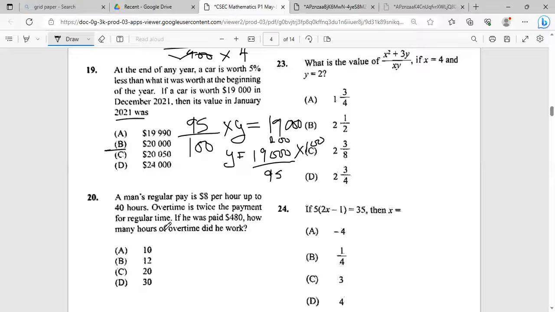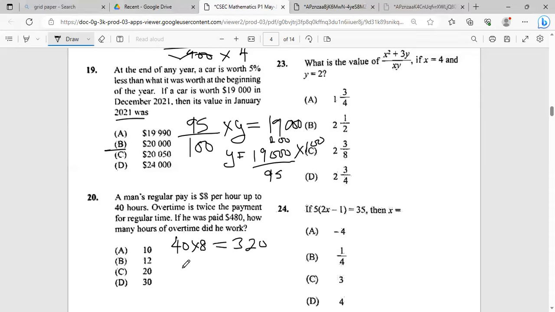All right, a man's regular pay is $8 per hour up to 40 hours. Overtime is twice the payment for regular time. If he was paid $480, how many hours of overtime did he work? And of course, we need to find out his regular pay. So it's 40 times 8. So he earns a total of 320 on regular time.